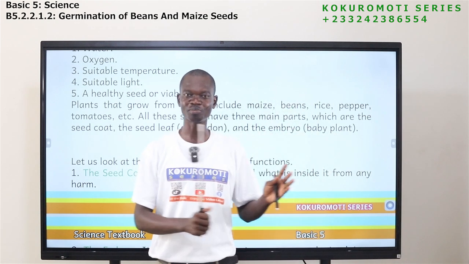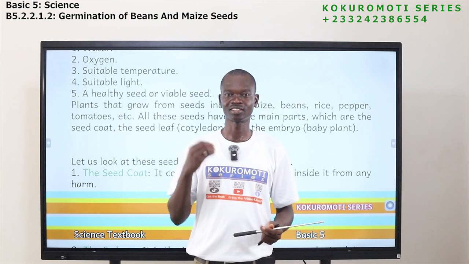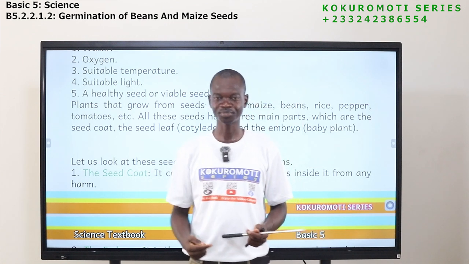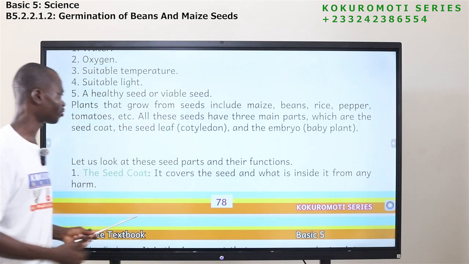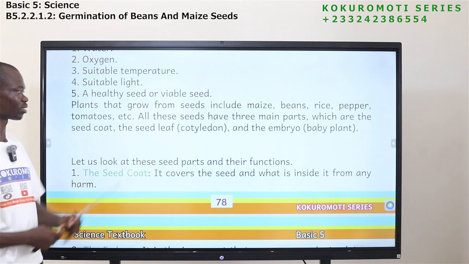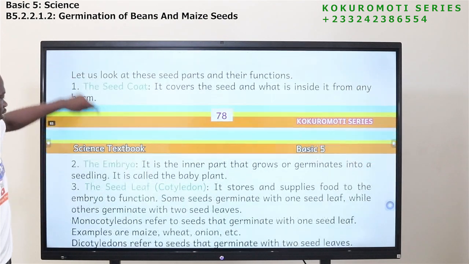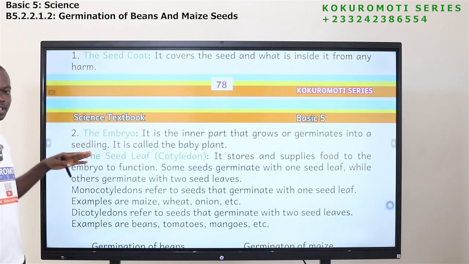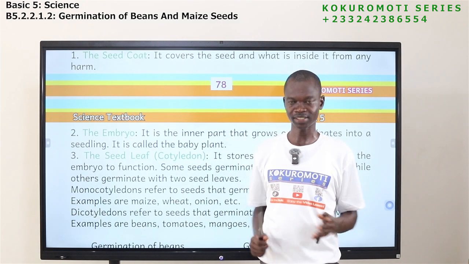So if I ask you to mention 3 parts of a seed, the first one is the seed coat, we have the embryo, and then we have the seed leaf, which is the cotyledon. Now we are going to look at the 3 parts in detail. Okay, so let's continue. We are looking at the parts of the seed.